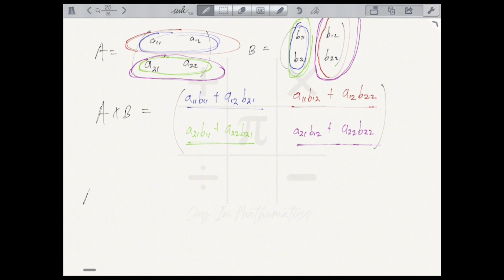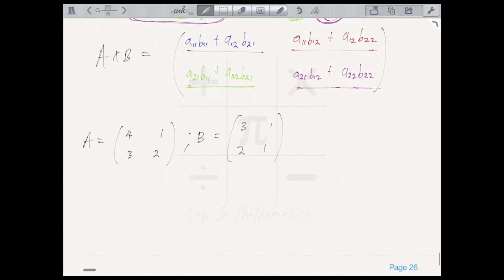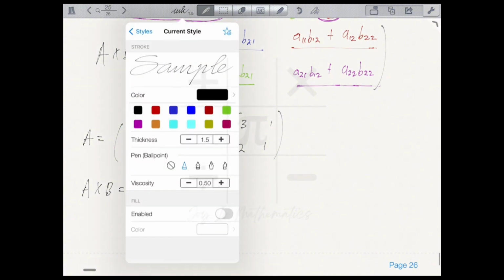So let's say we have matrix A equal to 4 1 3 2, and matrix B equal to 3 1 2 1. Now, how then do we solve A multiplied by B? Then we apply this principle. We know this is the first row, first column, first row, second column, and the likes. All right, so if that is known, then let's apply this.